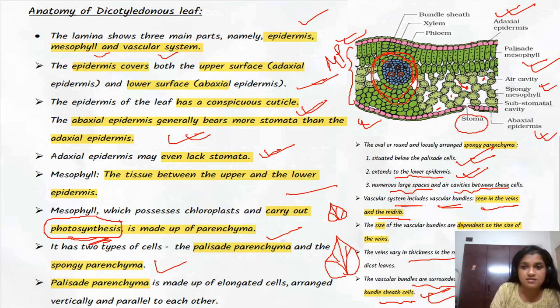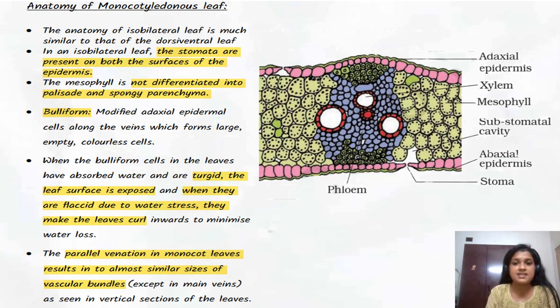You cannot see this, no? Wait. These are the thick-walled bundle sheath cells. So this is the anatomy of a dicotyledonous leaf.